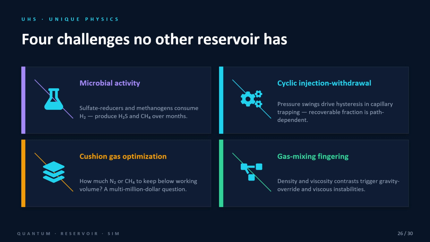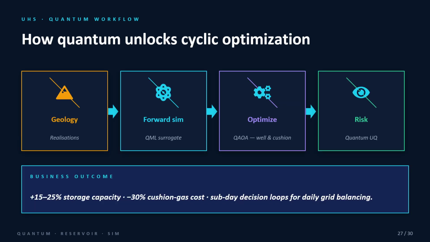The fourth challenge is gas mixing and fingering. Hydrogen is light and mobile, so it may override other gases or form unstable flow patterns. These challenges make UHS a highly dynamic simulation problem. Quantum optimization and quantum machine learning may help accelerate scenario evaluation and operational design. How quantum unlocks cyclic optimization.